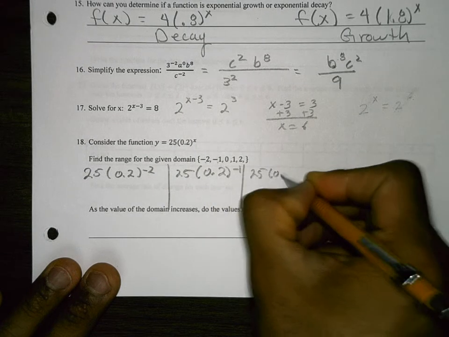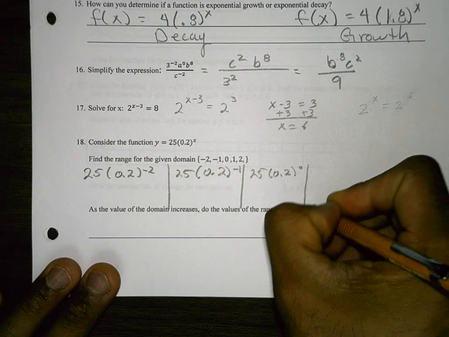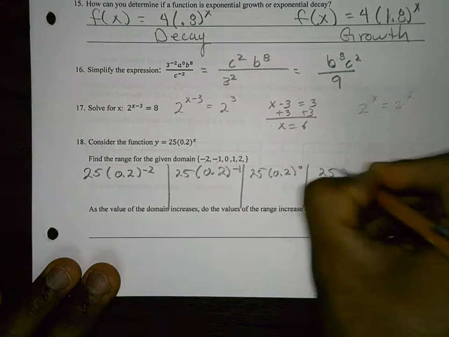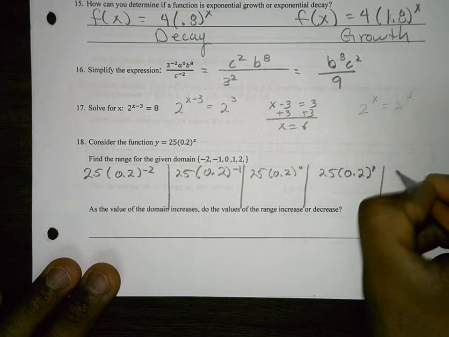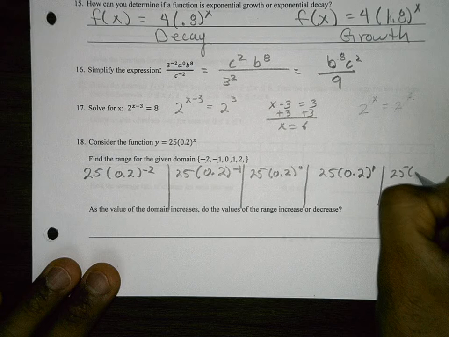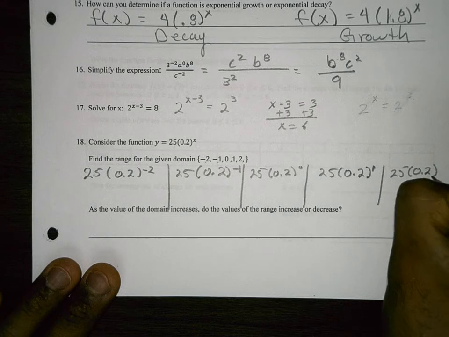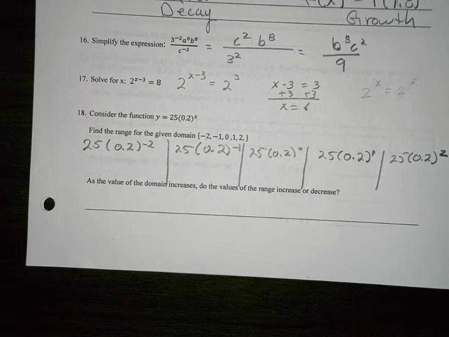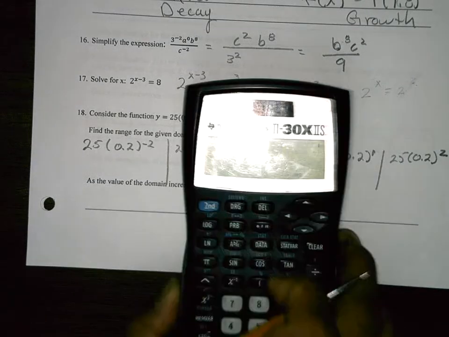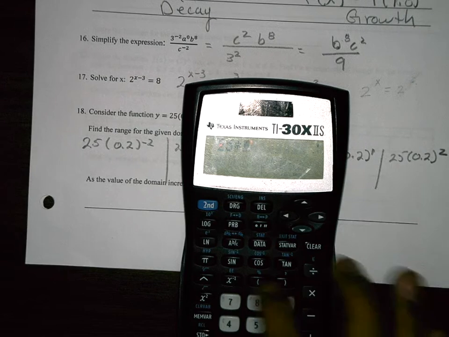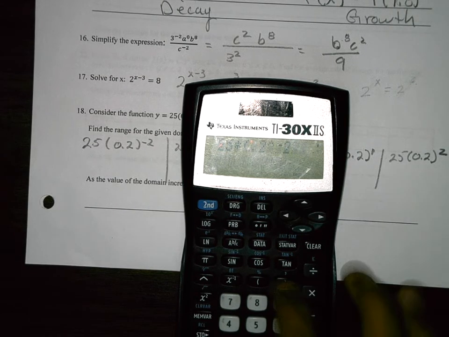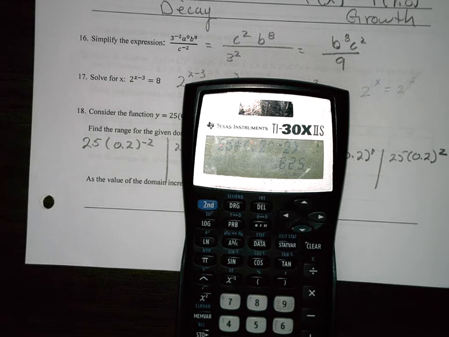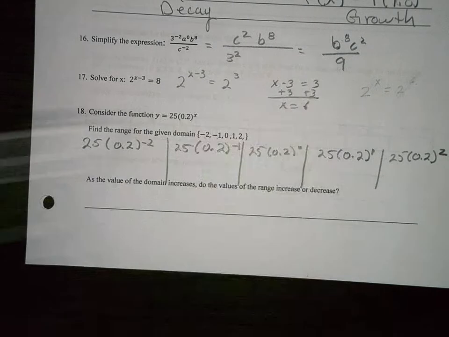25 times 0.2 to the 0, and 25 times 0.2 to the 1, and coming down here, 25 times 0.2 to the second. Okay. So now when I enter these into my calculator, I'll say 25 times, I'm going to put this in parentheses, 0.2 to the negative 2. Okay. That comes out to 625.